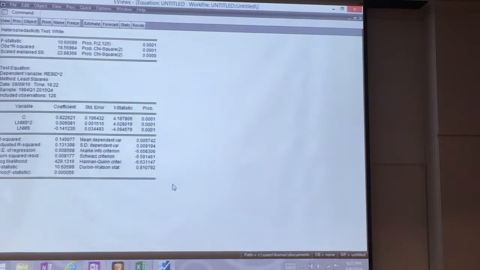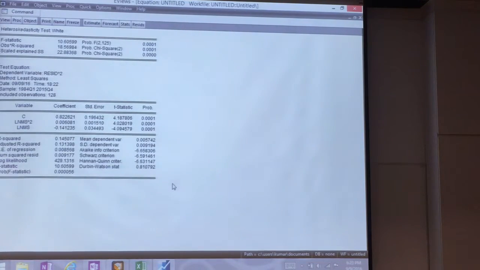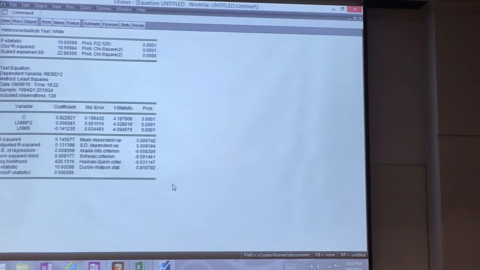If you see the n R squared value, the p value is 0.00. That means again, strongly reject the homoscedastic assumption. So the p value is 0.00. Definitely you will be rejecting the null hypothesis which says homoscedastic, therefore the model is heteroscedastic.